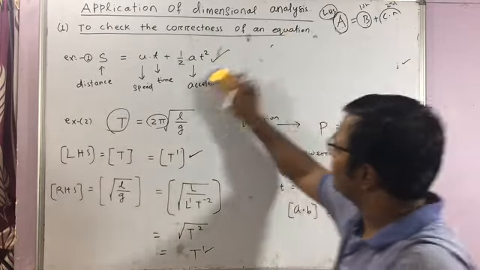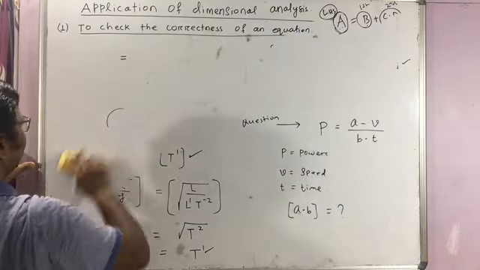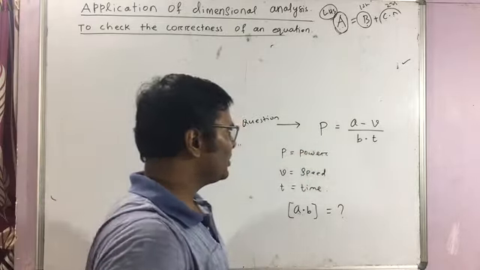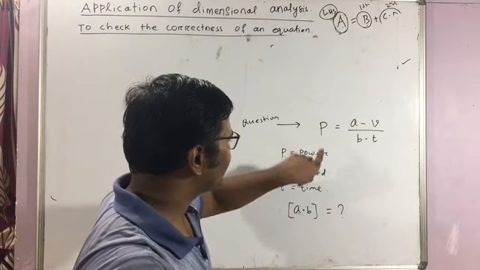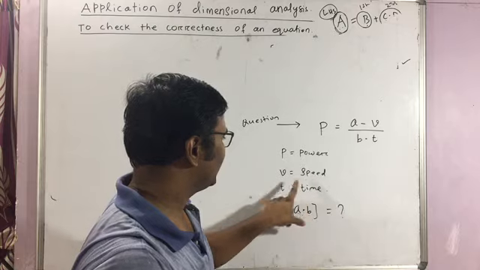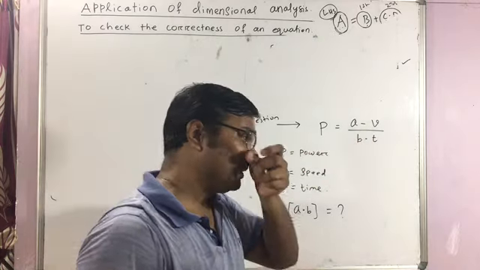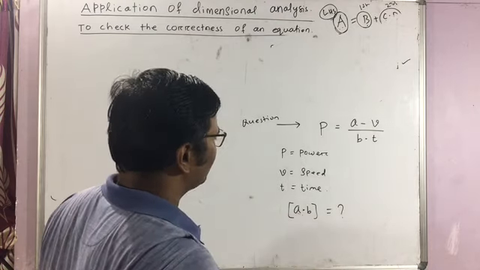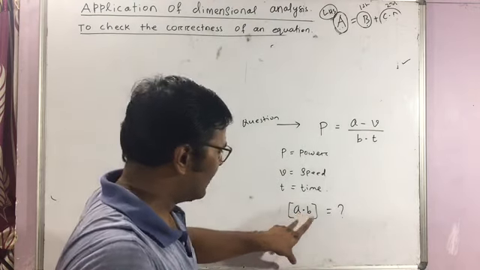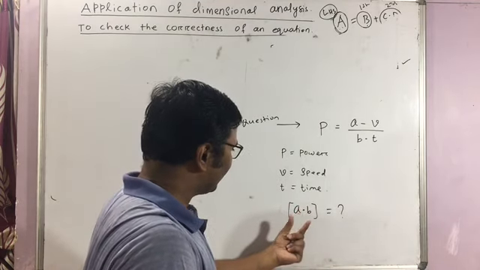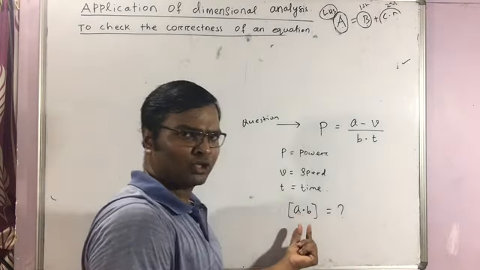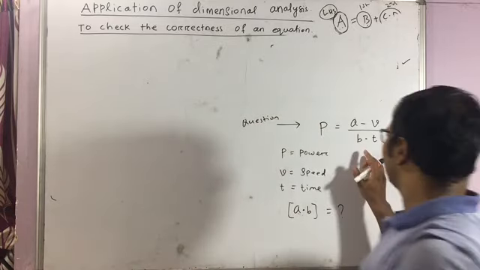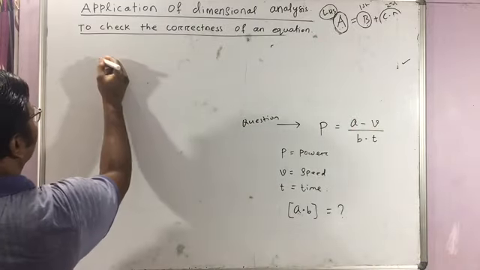The question is like this. A quantity P is given by A minus V by B into T, where P is the power, V is the speed, T is the time. A and B are two different quantities. The question asked here: find the dimension of A into B. So individually we need to find the dimension of A first, the dimension of B, then we multiply both the dimensions to get this quantity's dimension. Clear? Now we can apply the principle of homogeneity in this case. See here, we can split that term.